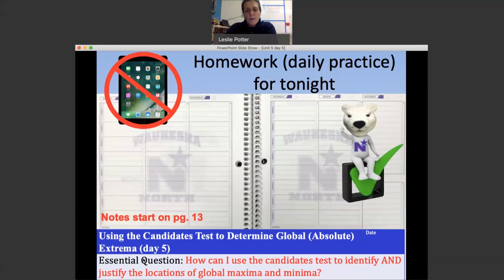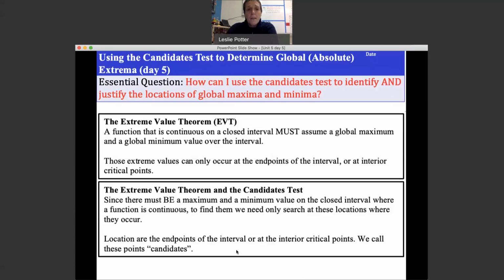So our essential question is, how can I use the candidates test to identify and, it's a big and, justify the locations of those global maxima and global minima? And so in order to talk about those global extrema in a general sense, we need to talk again about the extreme value theorem. Our extreme value theorem says a function that is continuous on a closed interval, so in other words, we have to have a defined interval that has endpoints, must assume a global maximum and a global minimum over that interval.